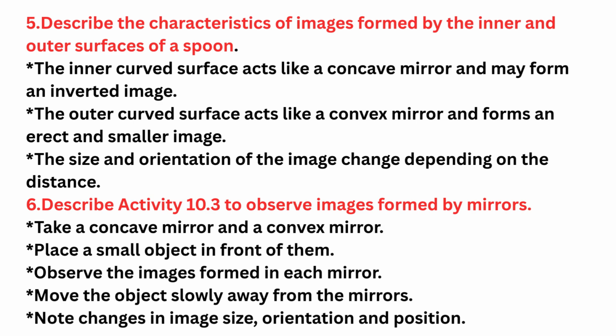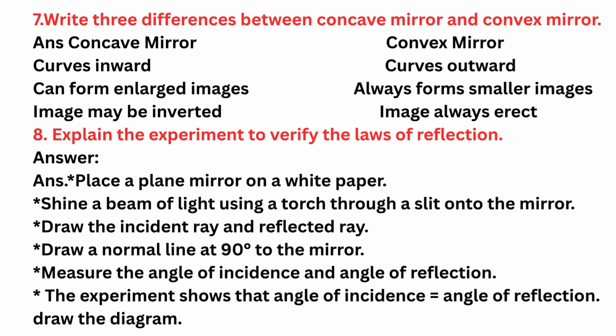Question number 6. Describe activity 10.3 to observe images formed by the mirror. Answer. Take a concave mirror and a convex mirror. Place a small object in front of them. Observe the images formed in each mirror. Move the object slowly away from the mirror. Note changes in image size, orientation and position. Question number 7.